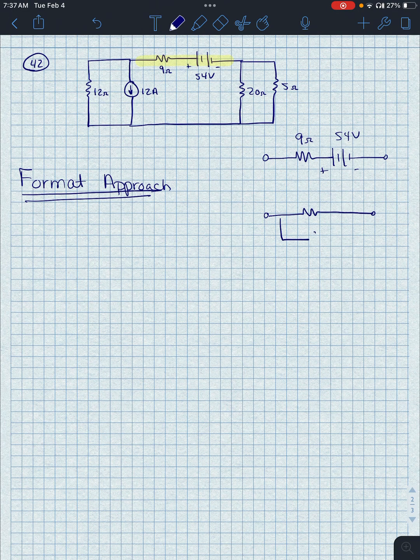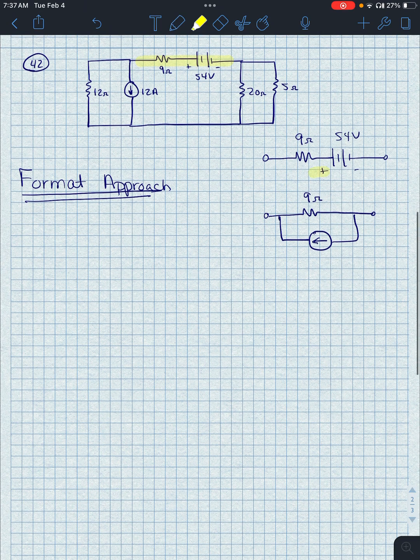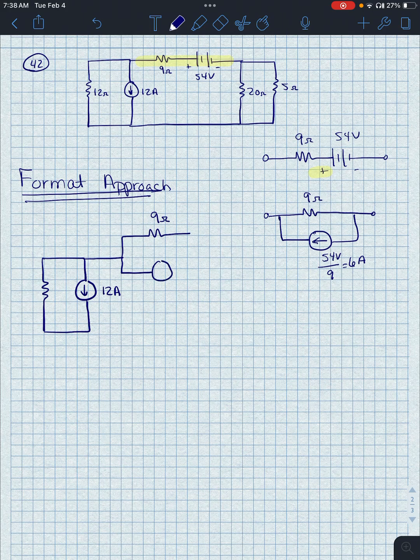So you did this in the last week, so this shouldn't be new for you. That 9 ohms is going to become a parallel resistor. Our current source is going to point in the same direction as our positive terminal of our voltage source. And its amount is going to be the 54 volts divided by 9, or 6 amps. So what we're going to do is remove the voltage source and replace it with the current source. So I'm going to redraw my circuit here. Got our 12 amps there. And here we're going to have the 9 ohm resistor, and the 6 amp source now. And here I've got my 20 ohms and my 5 ohms.